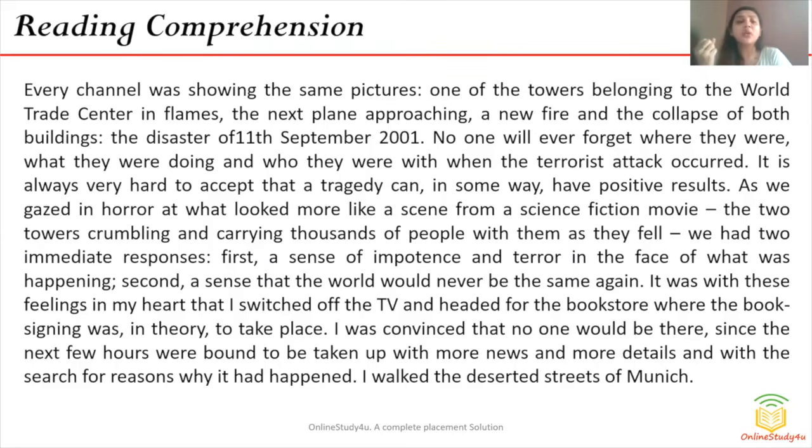It is always very hard to accept that a tragedy can in some way have positive results. As we gazed in horror at what looked more like a scene from a science fiction movie, the two towers crumbling and carrying thousands of people with them as they fell, we had two immediate responses. So they're saying something positive may happen out of a tragedy, and that is very difficult for us to believe. Now, what are the things that happen?